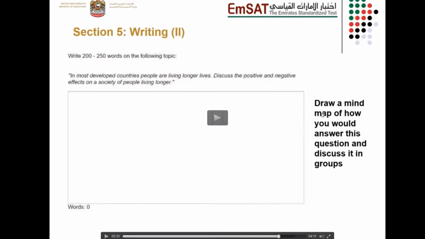But the most important thing, Muhammad, here is to use a mind map to find the ideas related to the topic and stay focused. You must use a mind map. Yes, 100%. Draw a mind map of how you would answer this question and discuss it in groups. I mean, of course, this is not groups, this is only for training. Discuss this with yourself. Try to find some ideas. Put the ideas in bubbles or boxes, the main idea in the center, and then draw arrows and bubbles. Write different ideas, and after that you can remove the irrelevant ideas and keep it focused. This is how you use a mind map.